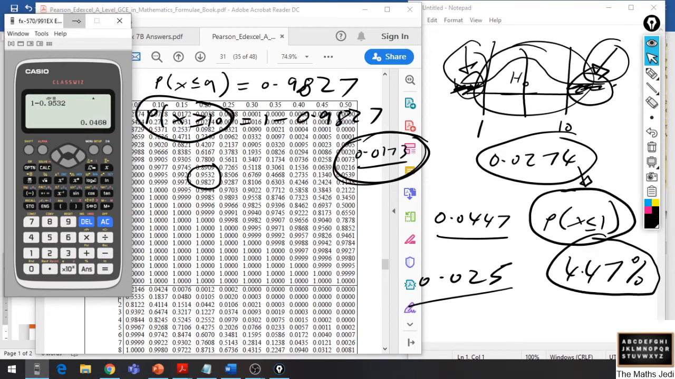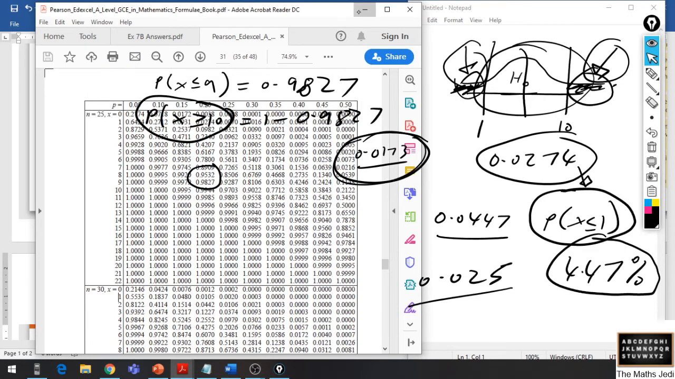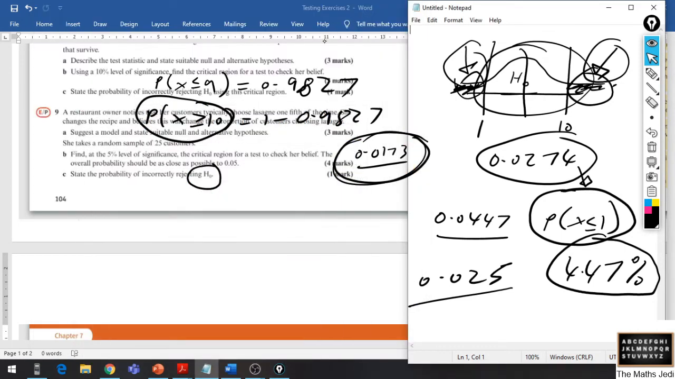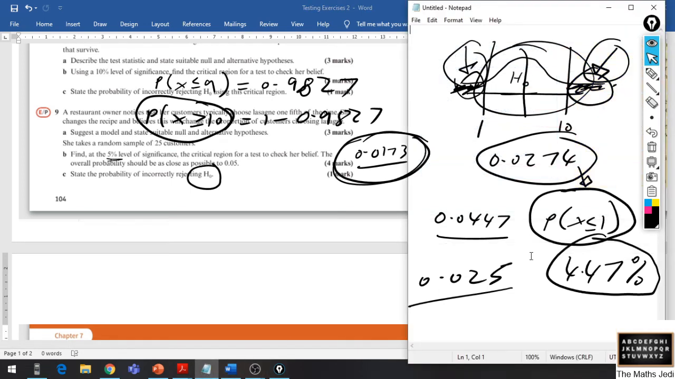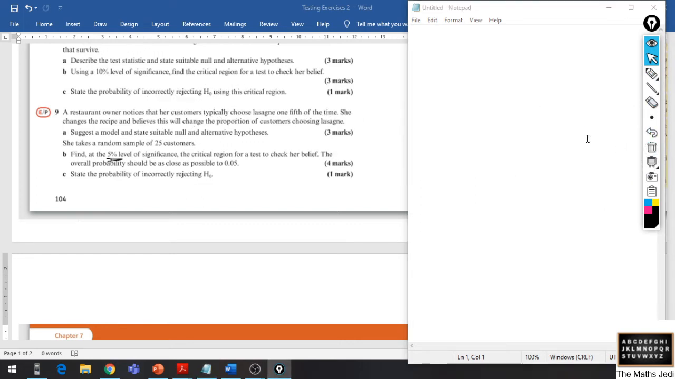You were asked for a 5% level of significance, but actually you've got better than that. We've got it down to 4.47%, so that's pretty good. Hopefully that would be a good indication of the risk that you are incorrectly rejecting H0. Okay, let's clear my annotations and get into some other exercises.